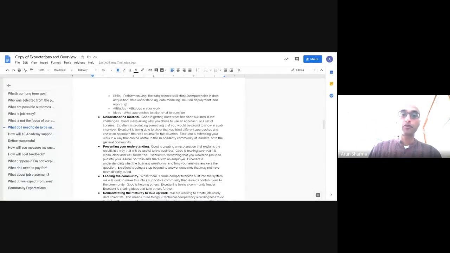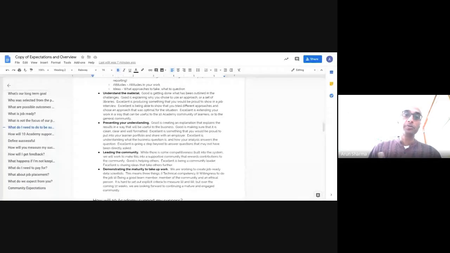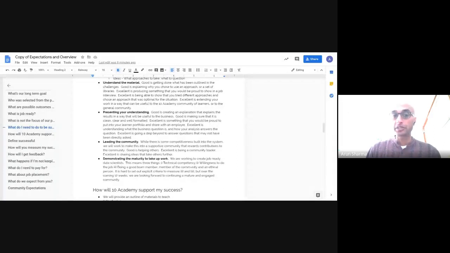So for us, the 4 things that you need to do is you must understand the material, and we've written out here what is good and what is excellent. So you must understand the material. You need to be very good at presenting your understanding. We'd like to see leadership in the community, and we want to see who is going to demonstrate the maturity to take up work. And this is by and large the way that we are going to be forming the leaderboard in future.